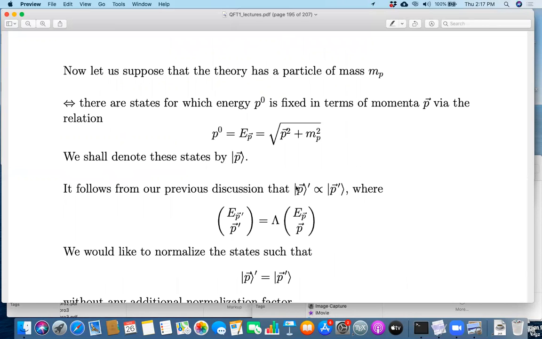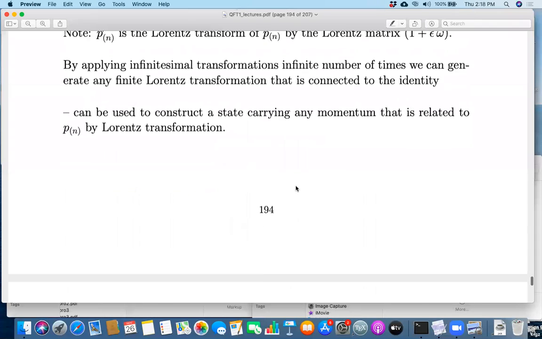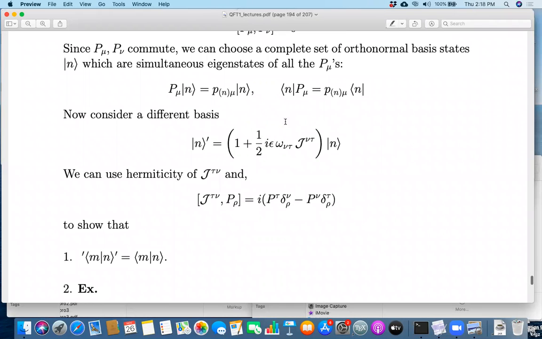Okay, so far we have been completely general. We have not said anything about what kind of state we are considering. Whether those states n have particle interpretation, we also haven't said anything about. All we have seen is that those states can be characterized by their momentum eigenvalues, and that given a state carrying a particular momentum, we can generate other states carrying other momentum related by Lorentz transformation by applying these operators that I introduced here. This is the infinitesimal version of the operator, but by applying it many times, you can generate the finite version of this operator.